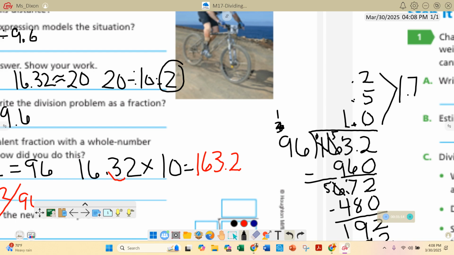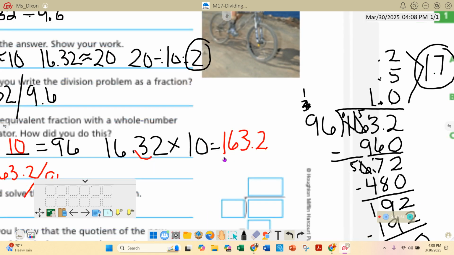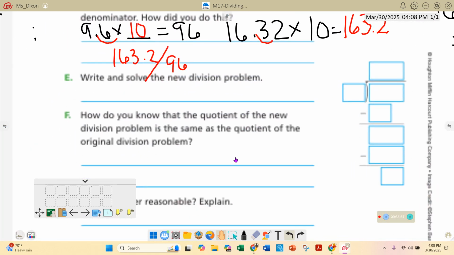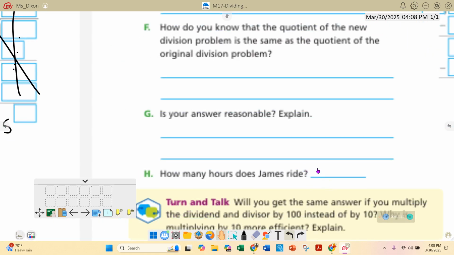Is our answer reasonable? Our estimated answer was 2. Our actual answer is 1 7/10, which is close to 2. So yes, our answer is reasonable. And our final answer is that he rode for 1 7/10 hours.